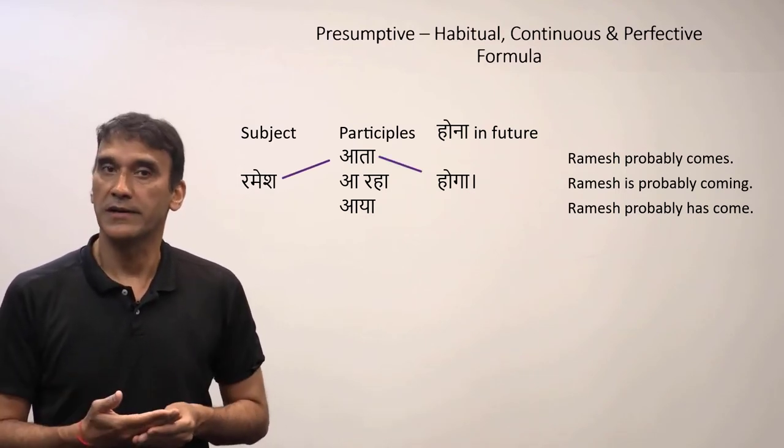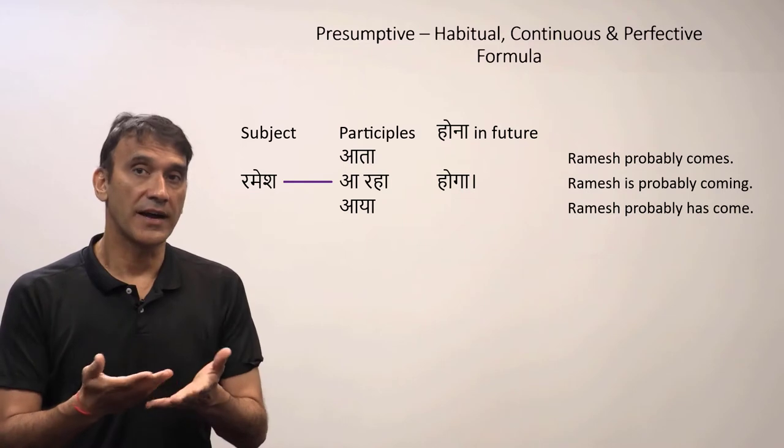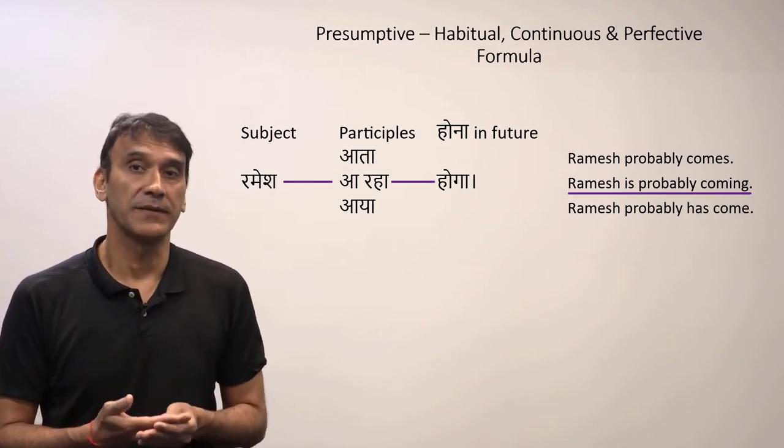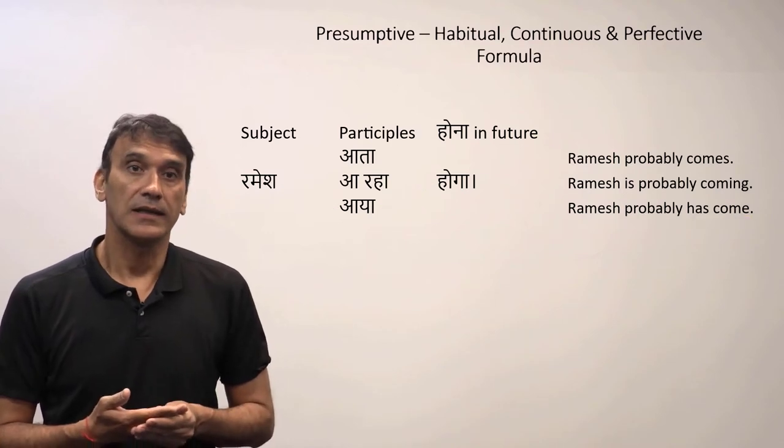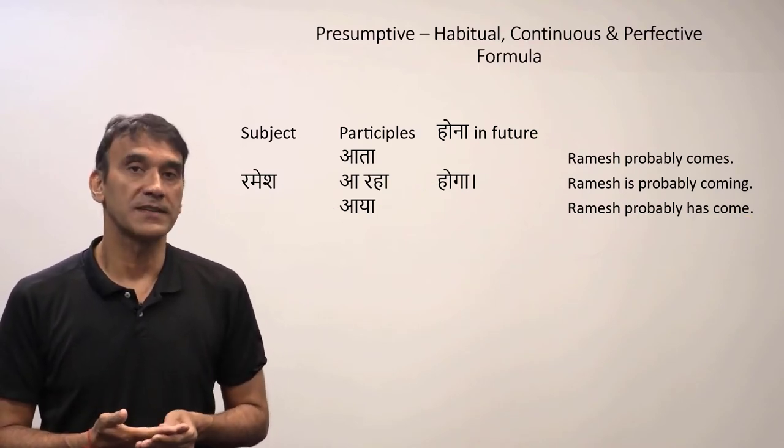Ramesh aata hoga, Ramesh probably comes. Ramesh aa raha hoga, Ramesh is probably coming. Ramesh aaya hoga, Ramesh has probably come. Let's now take all three types of presumptive sentences separately.